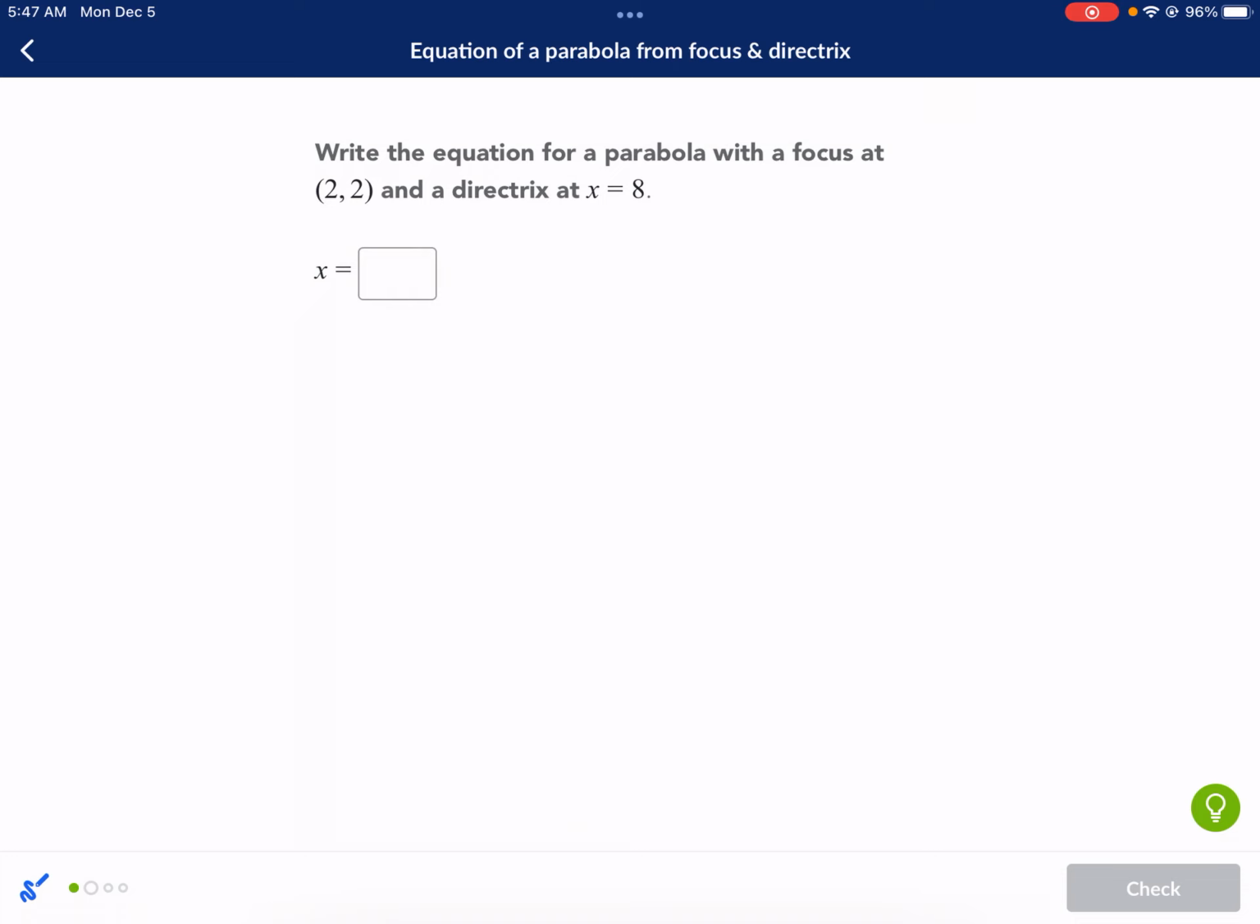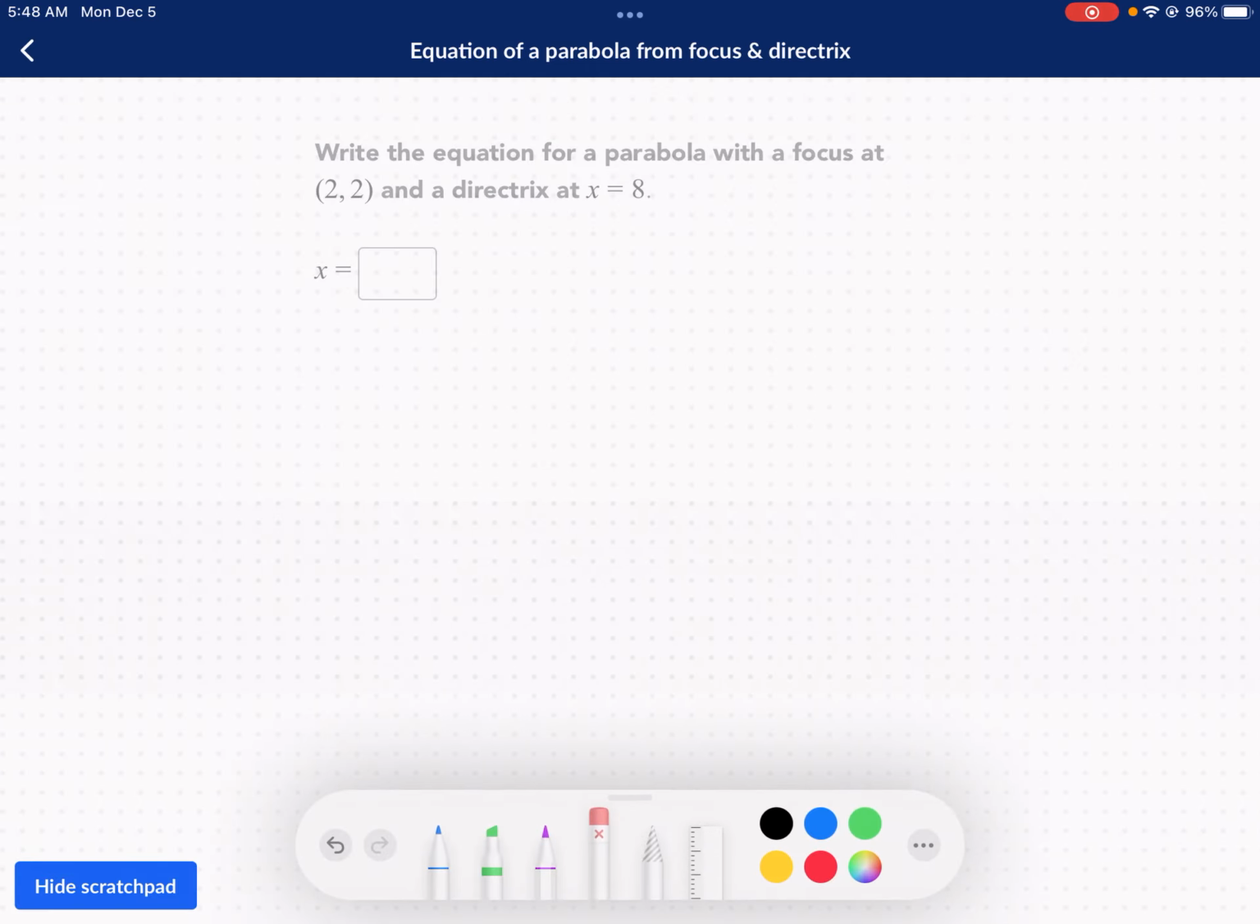Okay, now this one. I didn't mention this in the first part, but this is a little bit different. Write the equation of a parabola with a focus at 2, 2, and a directrix at x equals 8. Notice how it says x equals 8 instead of y equals 8. So the first thing I'm going to do is graph this, and I just need a rough sketch. So my rough sketch is x equals 8. That's my directrix. I'm going to label it over here. X equals 8. My focus, I'm going to make that in green.